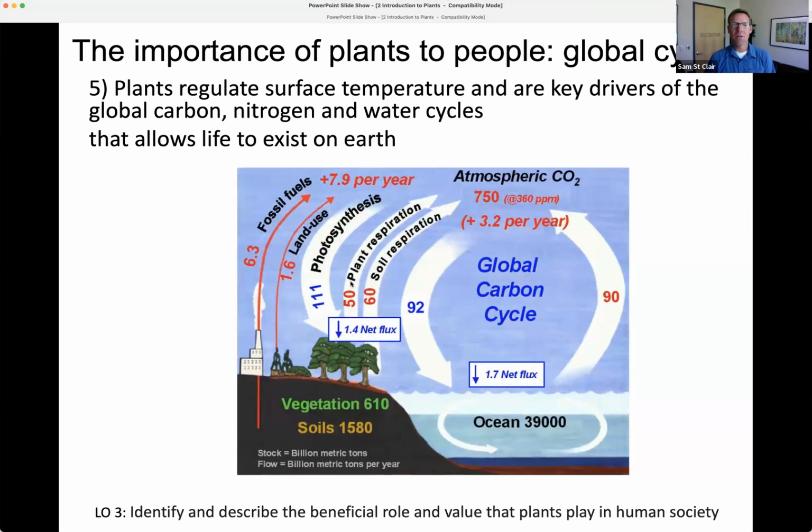And so plants and plant function are fundamental to life on Earth. And that is it for module number 2.